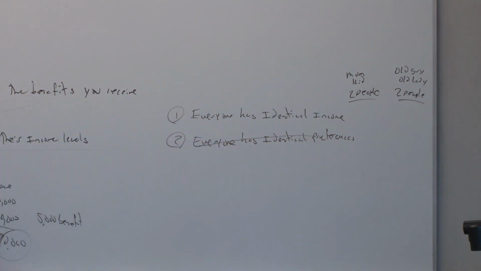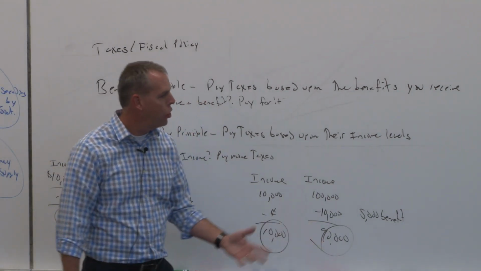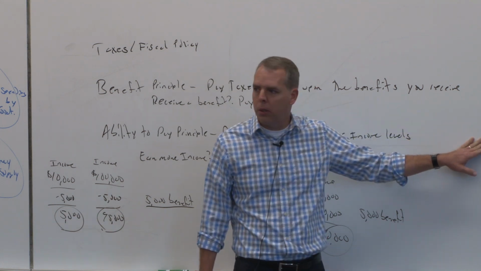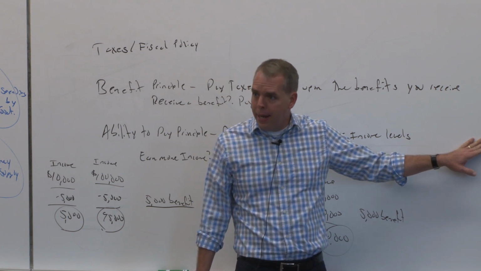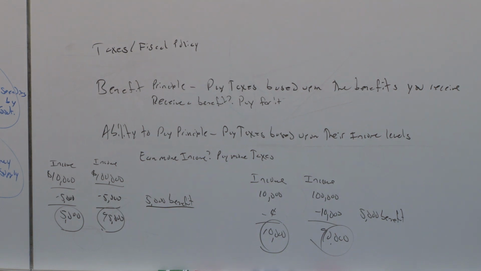One person's got $100,000, one person's got $10,000. Whichever way you do it, you're going to have a problem. So how often do we have a situation where everyone has identical income and everyone has identical preferences? Never. It never happens. So what is the probability of devising a tax system that is fair to everybody? It's 0. It's completely 0. All right? We'll pick it up from here on.